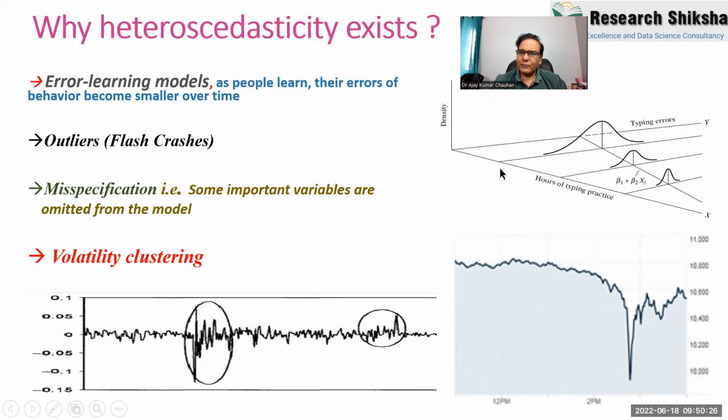Like for example, if we talk about publications, for a new scholar the first publication may come in 3 years. But after some time, in 1 year there are 3 publications. So the number of publications increases with time. This is called the error learning model. So with time, you will make fewer mistakes, so the error terms will be less. So this is one simple reason.